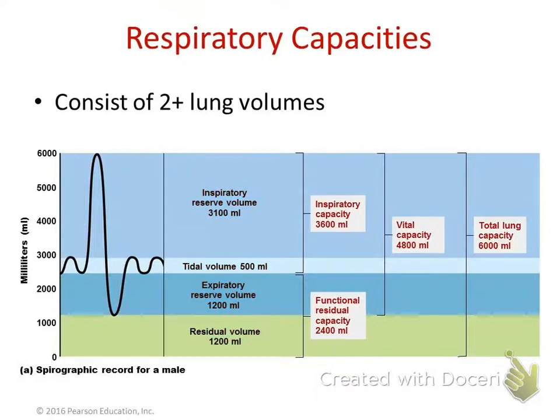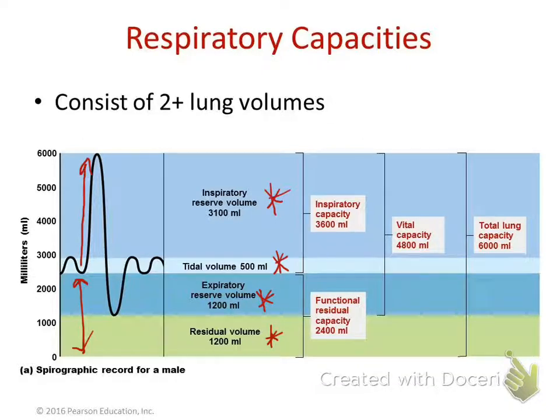On this graph, they're also showing us capacities. So you do need to know that a capacity relates at least two of our volumes. So the inspiratory capacity is literally the volume of air that we can bring into the lungs after a nice, quiet exhale. So notice that is involving both the inspiratory reserve and the tidal volumes. Functional residual capacity is the volume of air that's typically left over after a nice quiet exhale. So that's the residual volume plus the expiratory reserve.